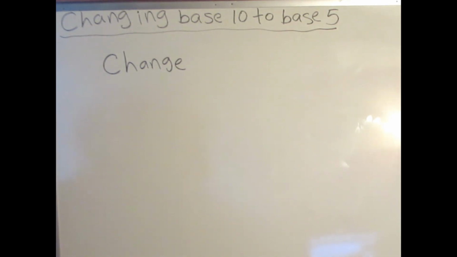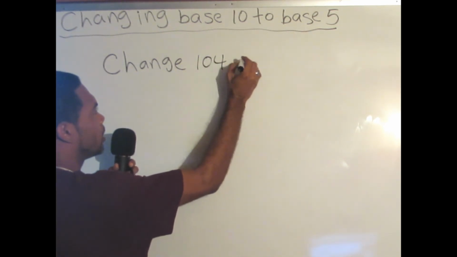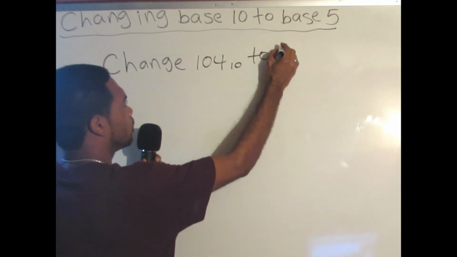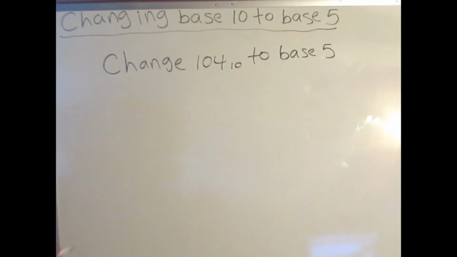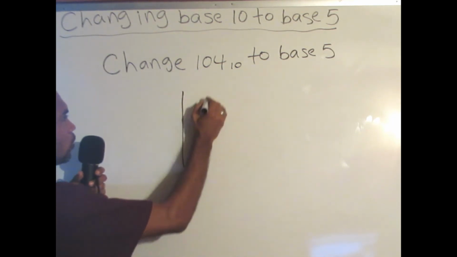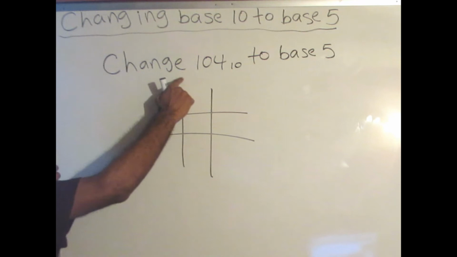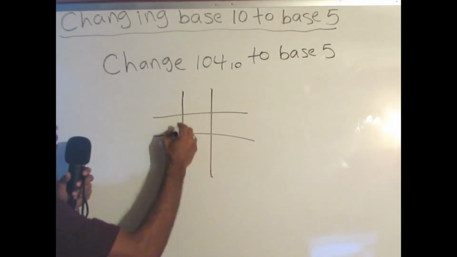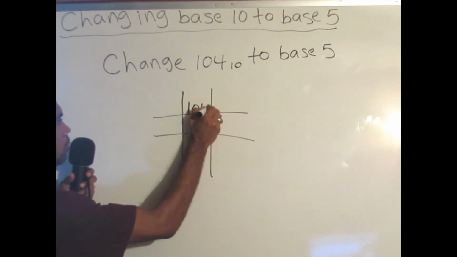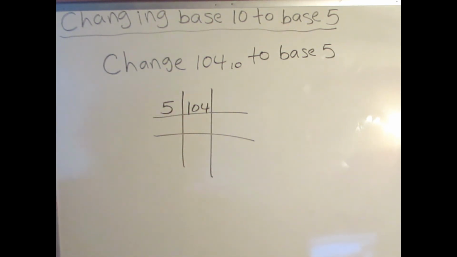Okay, so we want to do another example. Let's say we change 104 base 10 to base 5. And in order for us to change that, we do the very same step. So we're going to set it up. And this time, what are we changing? We're changing 104 base 10 to base 5. So we put the 104 here. And we're going to divide this 104 by 5.